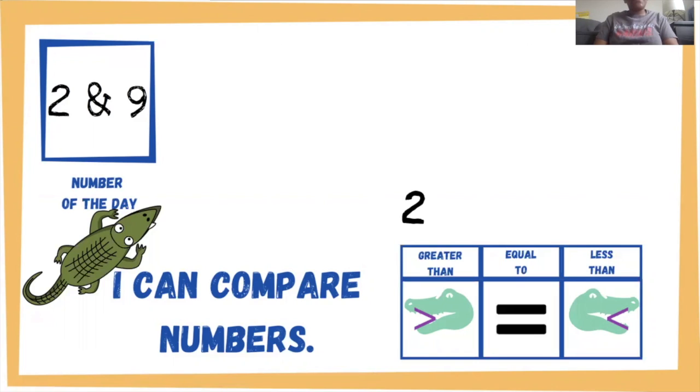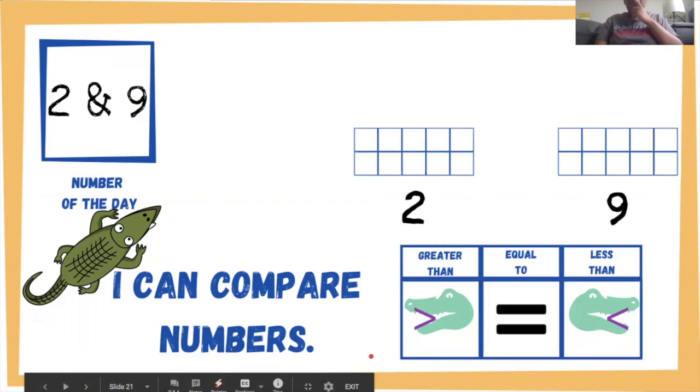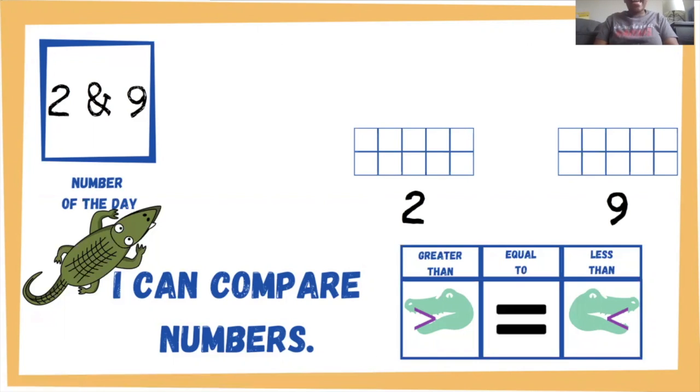Again, the numbers that we are going to compare are 2 and 9. Does anybody remember what these things are called? That's right. Those are our 10 frames. And we are going to use our 10 frames to help us compare numbers. To compare numbers means to find out which number is more and which number is less.